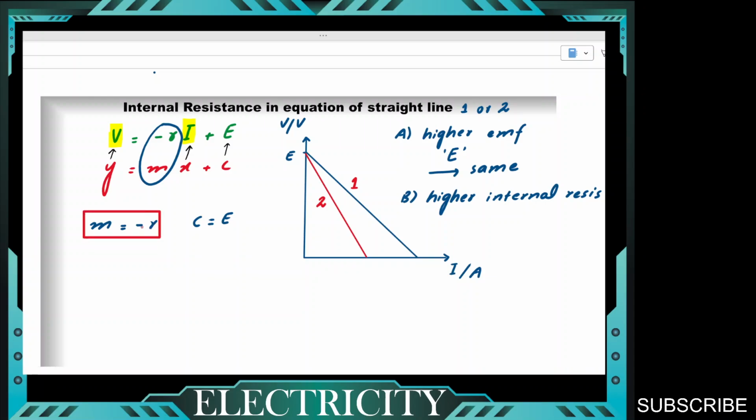Forget about the negative sign. Negative sign is just the direction of the line, it is upside down, the gradient is negative. Forget about the negative sign. But which one of these two lines have higher gradient? Whichever line is steeper has a higher gradient, and gradient represents internal resistance. Hence, the battery 2 would have higher internal resistance.